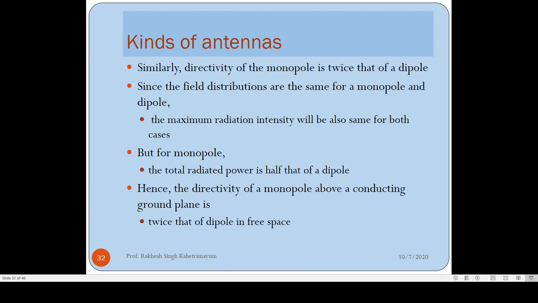Another thing is that the directivity of the monopole antenna will be twice that of the dipole antenna. That is because, how do you find the directivity? You find directivity as 4 pi times the radiation intensity in that particular direction given by theta and phi, divided by the total radiated power. The total radiated power for the monopole antenna is reduced by half, because we are just using the upper arm of the dipole antenna. In that case, we have a half in the denominator, so directivity will become twice.